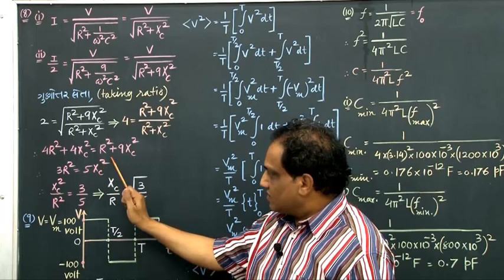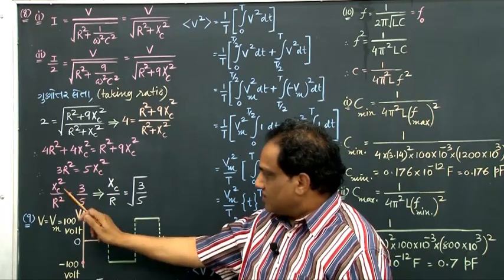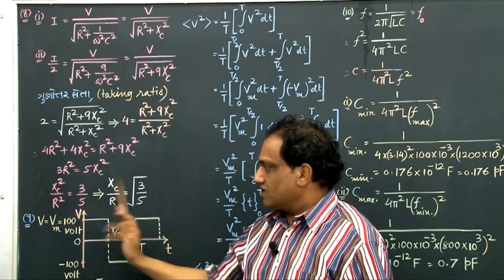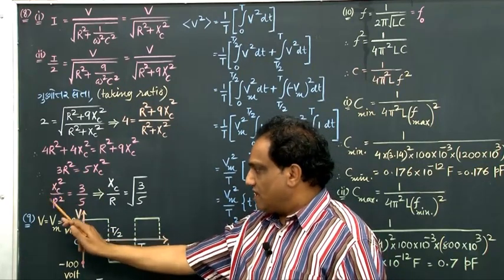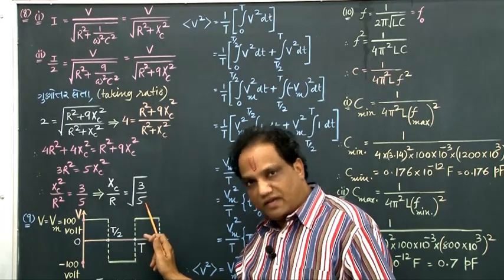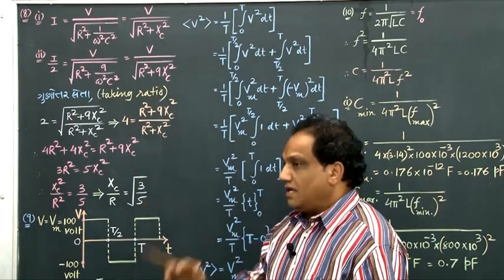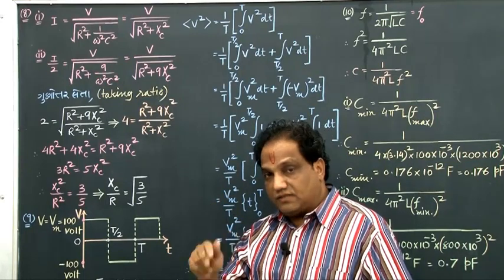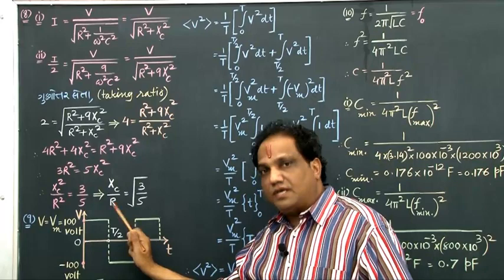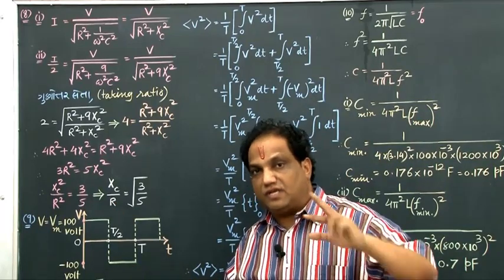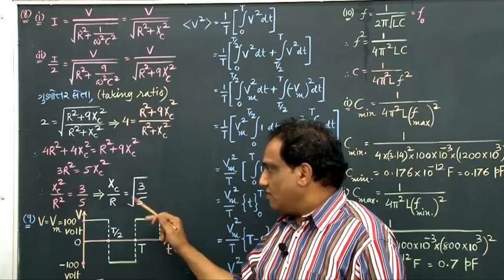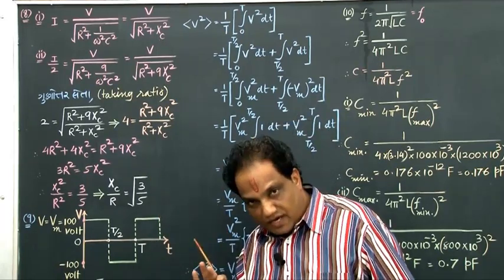Now, find out XC square upon R square. XC square upon R square will be 3 upon 5. And now, take square root. So it will be XC upon R, and when you take square root here, under root 3 upon 5, correct. And mind well, right now it is asked the ratio of capacitive reactance to resistance. In the examination, they may ask the inverse ratio, they may ask R upon XC, at that time it will be under root of 5 by 3, okay.